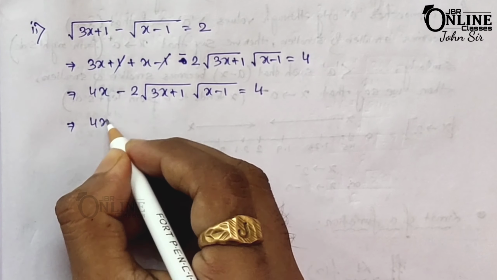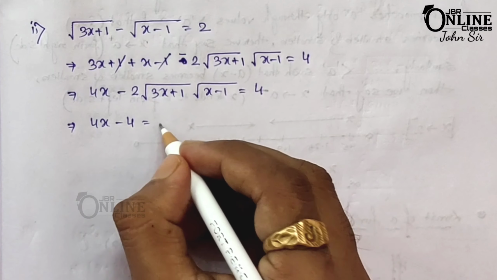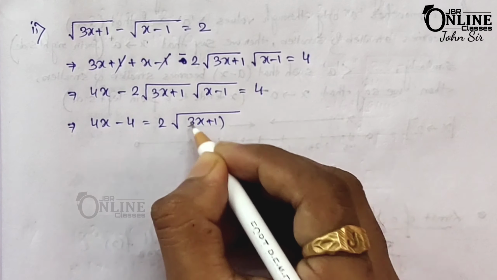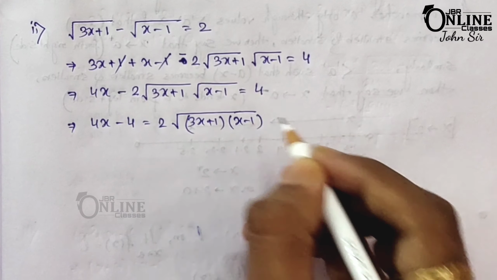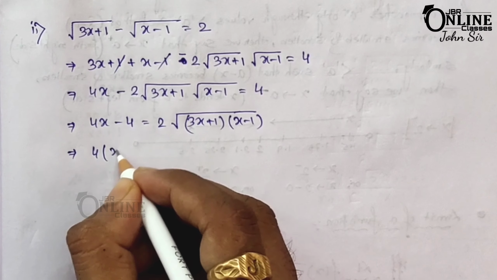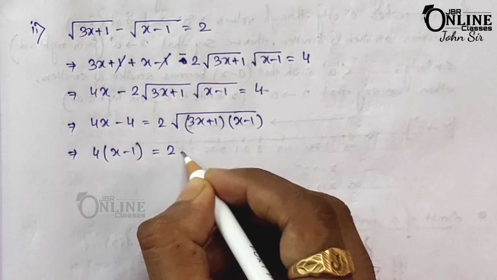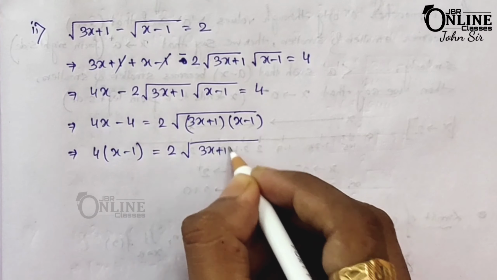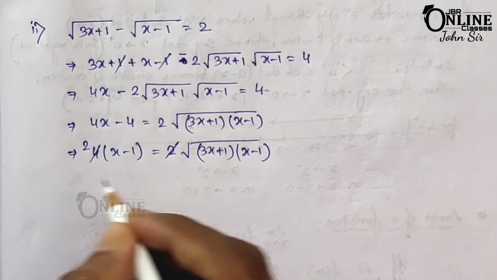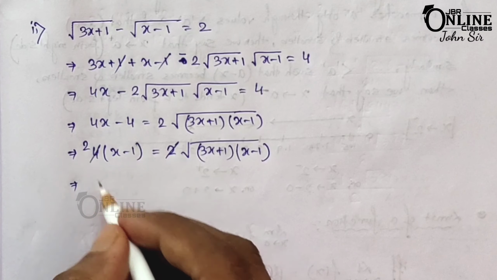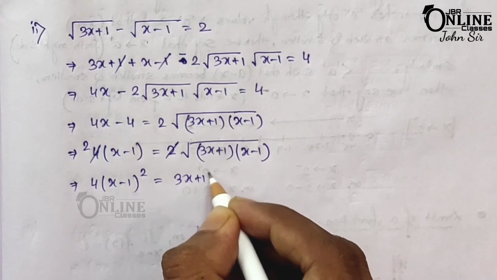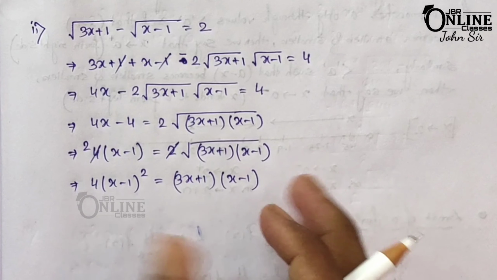So from that, 4x - 4 = 2√((3x + 1)(x - 1)). Now 4 will be common, so it becomes 4(x - 1) = 2√((3x + 1)(x - 1)). So now the 2 cancels out, and if you again square both sides, you will get 4(x - 1)² = (3x + 1)(x - 1).